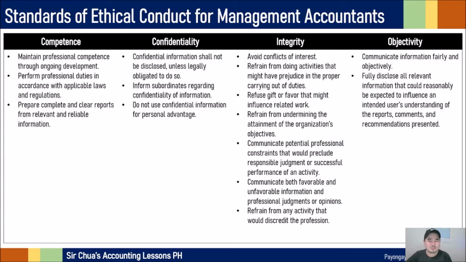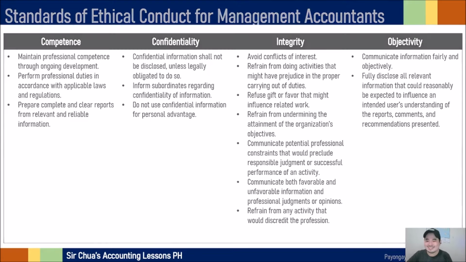Objectivity is freedom from bias. Neutrality. Communicate information fairly and fully disclose all relevant information, good or bad. Actually, sometimes it's better to state the bad points, because bad points can help in the improvement of the entity. So, both good and bad points, a management accountant should be very objective on them.